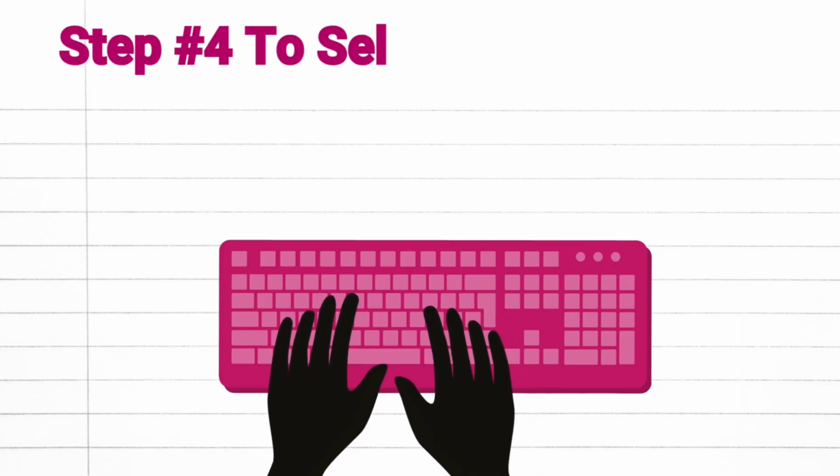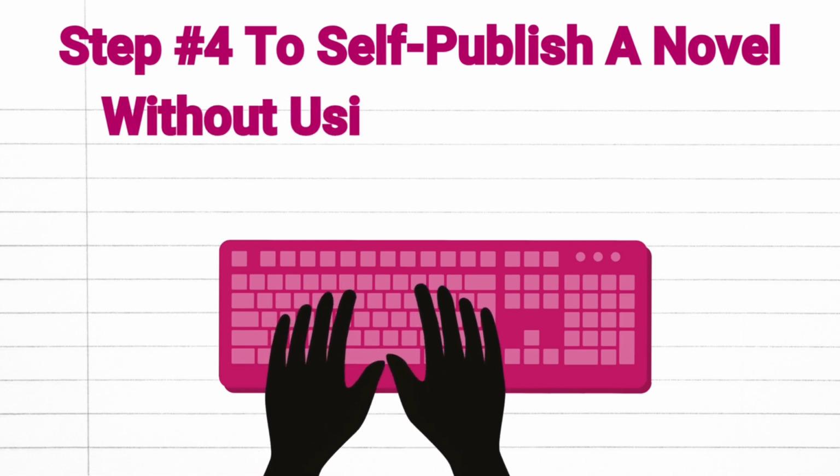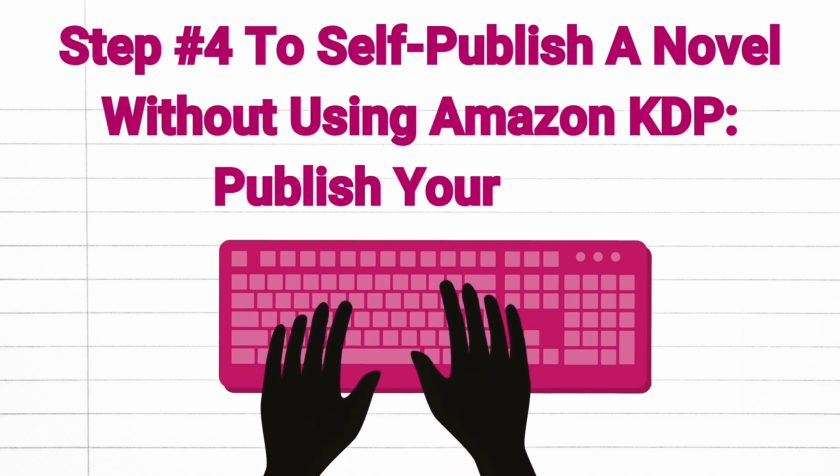And then finally, step number 4 for how to write a novel and self-publish it online without using Amazon KDP is to publish your book. To publish your book just means to make it available for sale. So I recommend that you publish your novel on your own website because then you don't have to give any print-on-demand vendor 40% or more of your royalties, and you'll be able to have the customer's email address once they purchase from you.